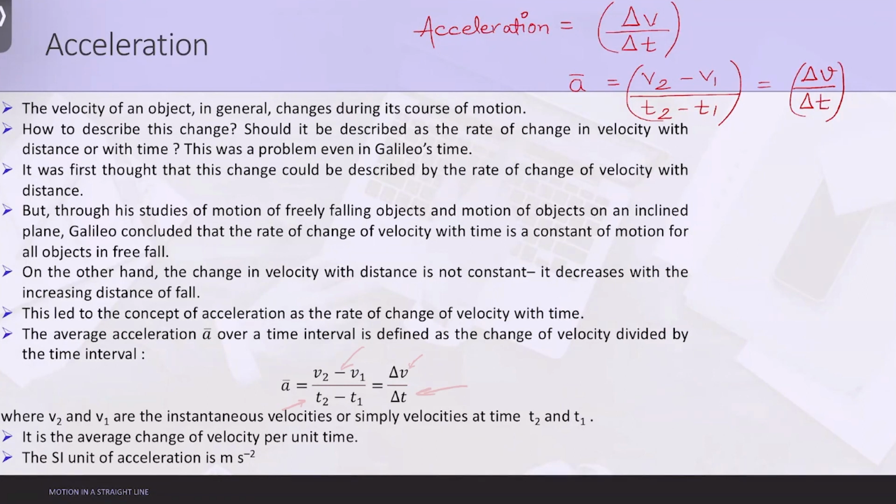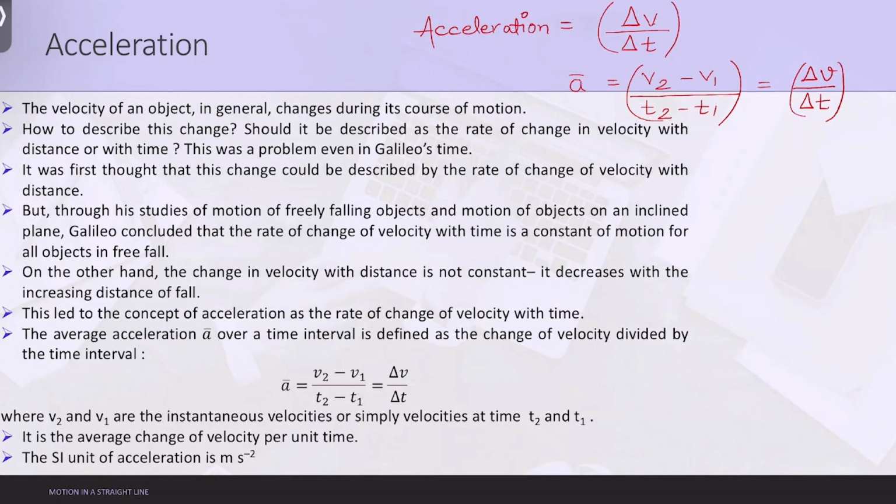divided by the time, where v2 and v1 are the instantaneous velocities, or simply velocities, at times t2 and t1. So these are nothing but your instantaneous velocities. Okay, so it is the average change of velocity per unit time. Quite evident, it is the average change of velocity, so that is how it is changing.